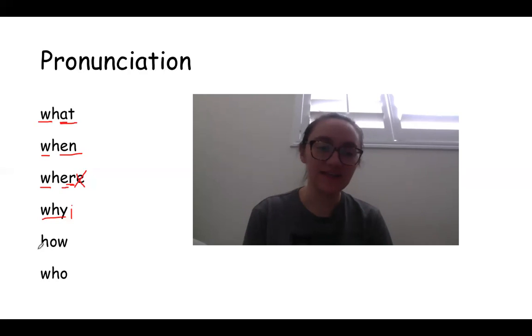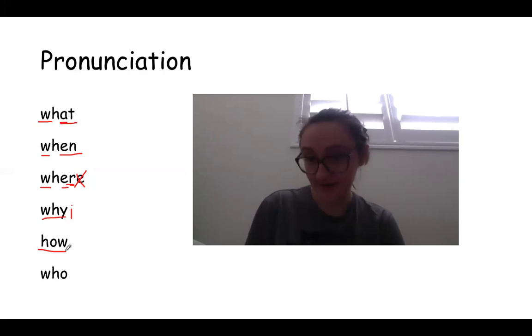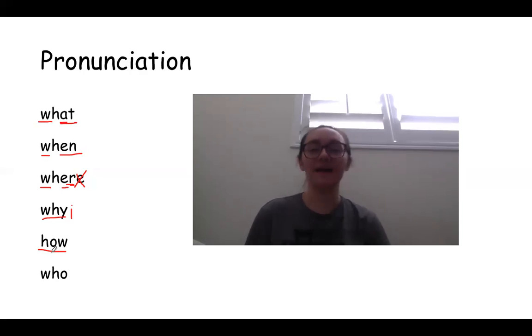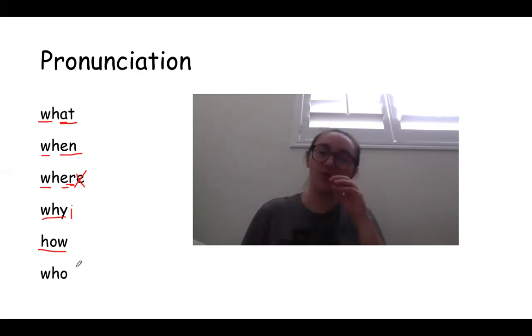And the next one is how. So this one, instead of making a W sound, there's just an H, right? So you make an H sound at the same time as the "ow" sound. So there's a W at the end. So you go how. Your mouth is making this big "ow" shape. So how.